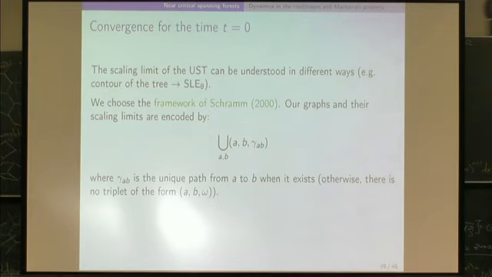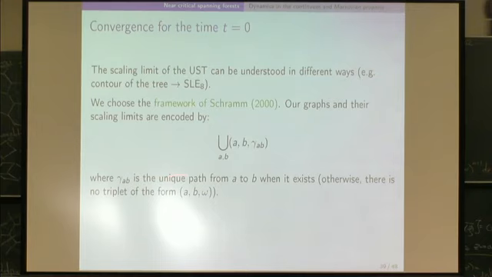So here it's a union over all A, B. A is the starting point of the branch, B is the ending point, and gamma AB is the branch that you have between A and B. There is a unique path, in fact, and so you keep this information, if it exists, of course. If you have no branch between A and B, then you don't have a triplet of this form.